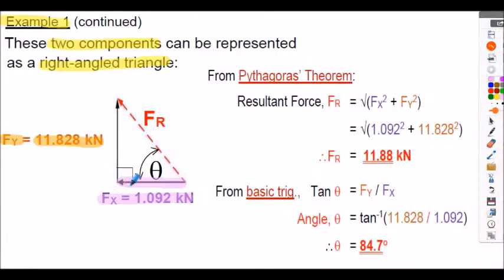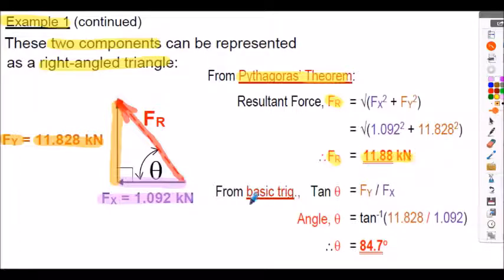Now that's a positive vertical component, so I've drawn that vertically up the page to our sign convention. All we've got to do is work out the resultant force, shown here. We need the magnitude, that's the length of the FR vector, and also the angle theta. From the previous presentation, we used Pythagoras theorem to find the resultant force. FR in this case is 11.88 kilonewtons.